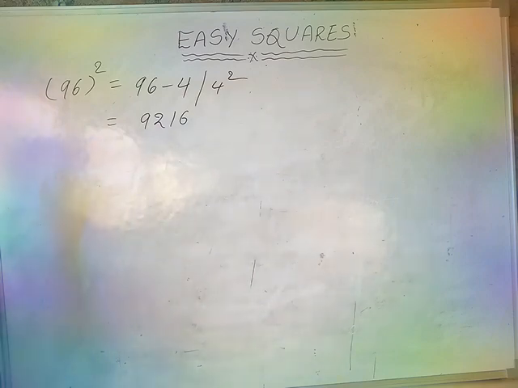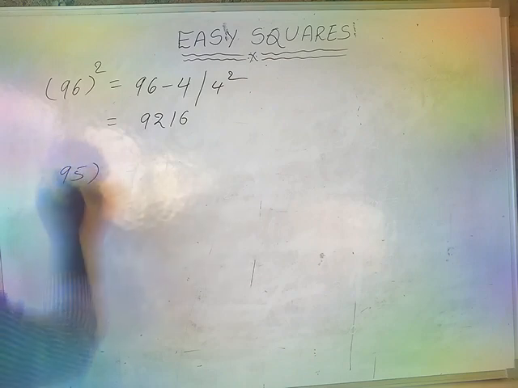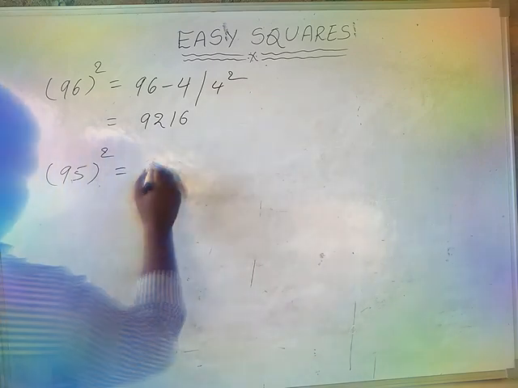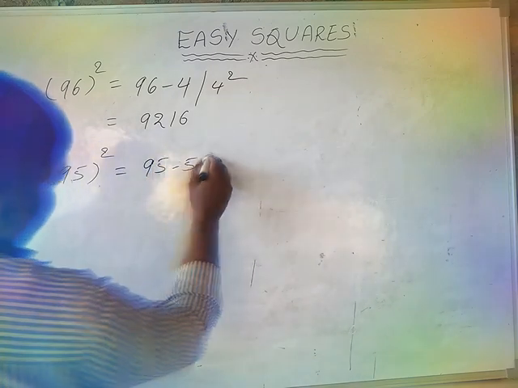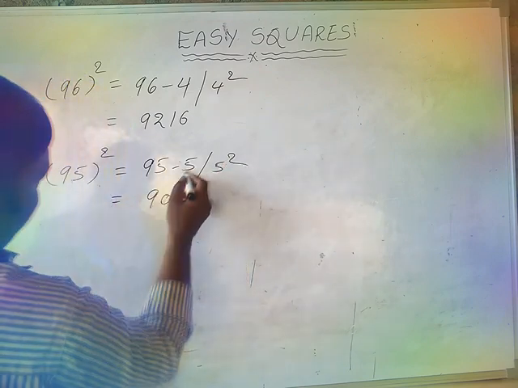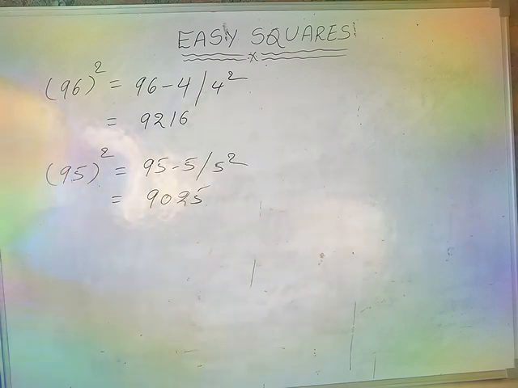So another problem we can be doing here. For example, simply 95 whole square. The nearest main base is 100 here. So 95 minus 5 slash 5 square. So that is equal to 95 minus 5 is 90, 5 square means 25.